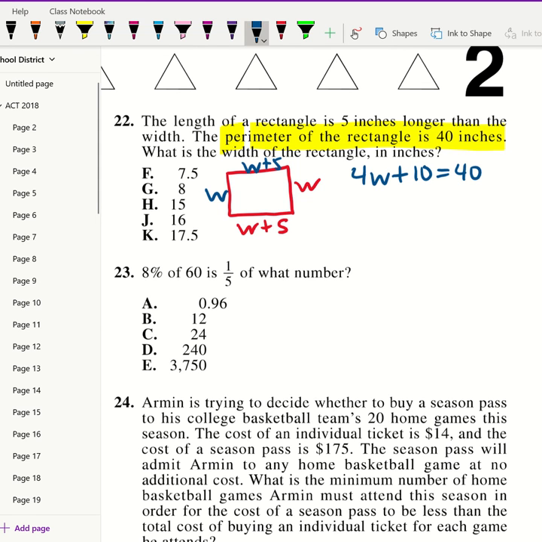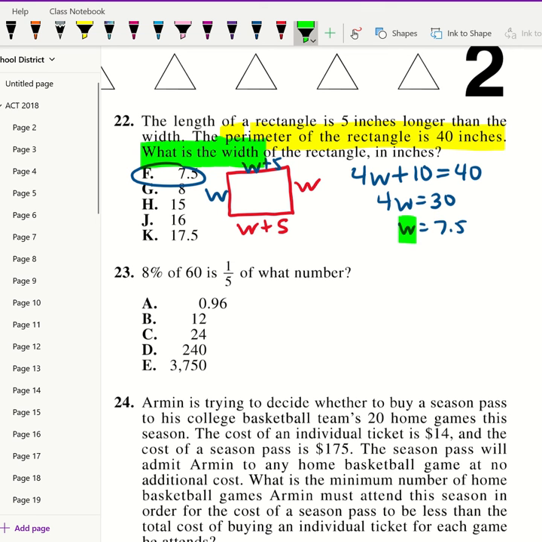Now I have an equation that I could solve. If I subtract 10 from both sides, 4W is 30. And when I divide by 4, the width is 7.5. And that was actually what they wanted us to find. Be careful, make sure you find what they are asking for. They want the width, and that's what we found. I called it W to help me out a little bit.